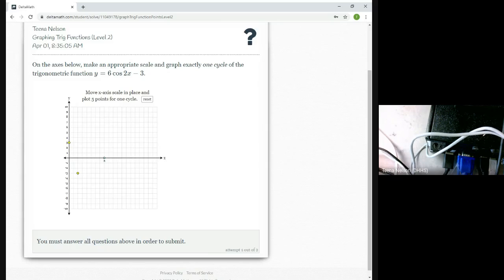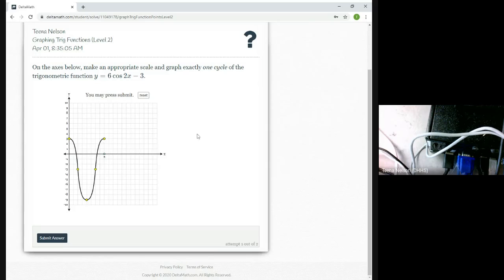And then I have to go down to a min. So that means I've got to go down 6 from my midline. That puts me down at negative 9. So I'm going to go over 2 more blocks. Put a point. And then I've got to go back up to the midline. So 2 more blocks away, I'm going to be right here. And then I'm going to go back up to a max, and I should end at pi. I'm going to go up to negative 3, put a point, and there's my graph. And then I'll submit my answer.